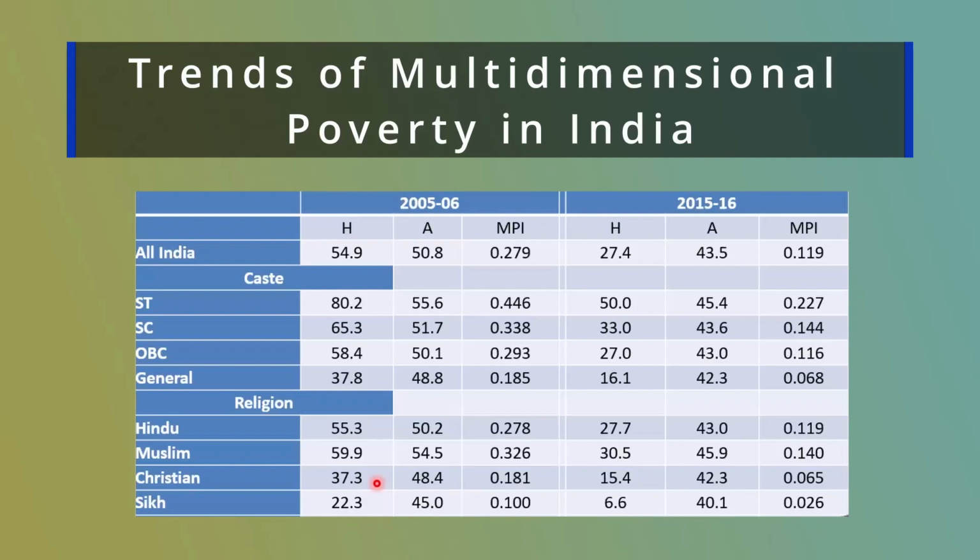In case of Christian and Sikh, the levels of multidimensional poverty were relatively low. In case of Christian, it was 37.3%. In case of Sikh, it was 42.3%. And there was also evidence of the reduction of multidimensional poverty in respect of intensity as well as the multidimensional poverty index during this period across religion as well as across social castes.